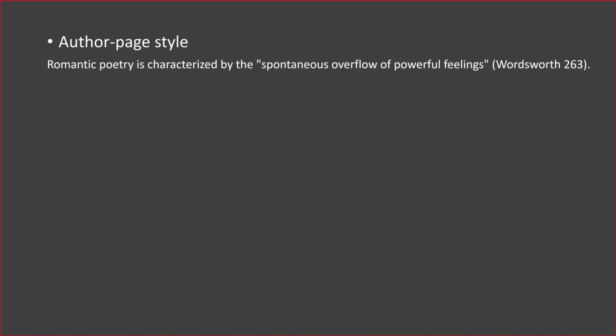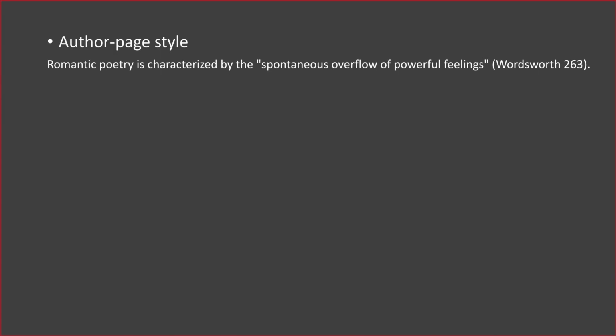Alright, so now let's go into a little bit of detail about some of the different types of in-text citations, give you some examples, and how we can go about creating those. The most common way to create in-text citations in MLA format is the author-page style. So here we have an example. Romantic poetry is characterized by the spontaneous overflow of powerful feelings (Wordsworth 263). So this is an example sentence from an essay.